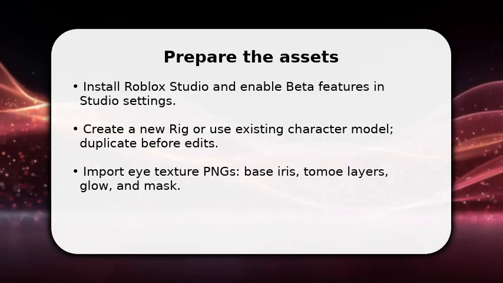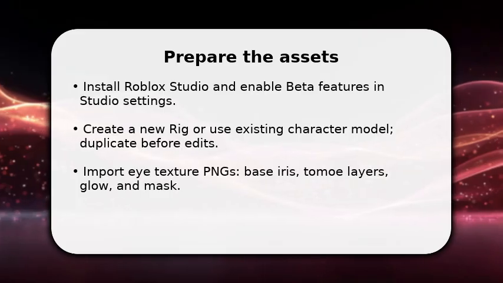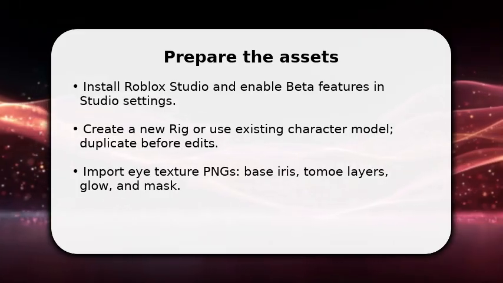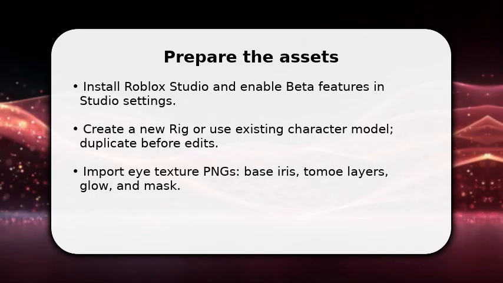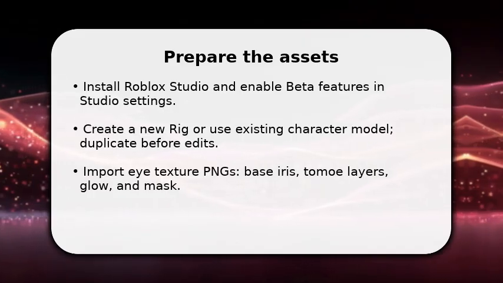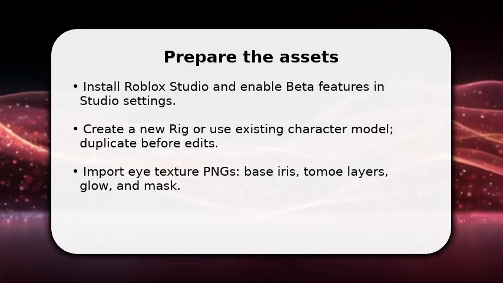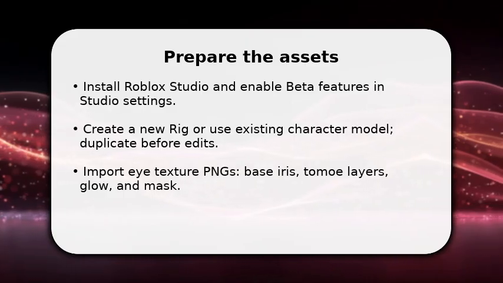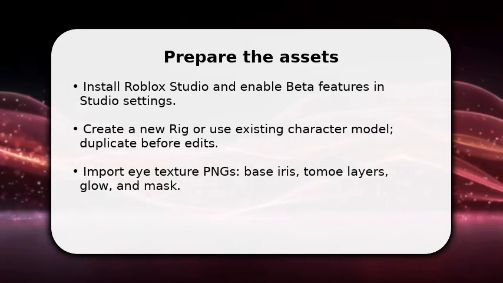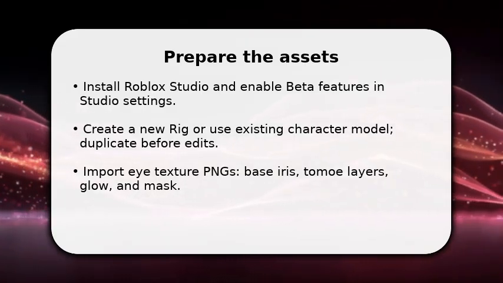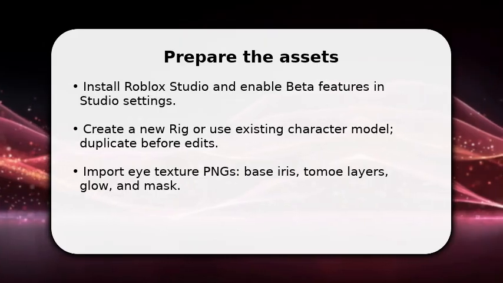You start by preparing assets and a clean rig so nothing breaks. Open Roblox Studio, enable necessary beta features, and create or duplicate your character rig. Next, import PNG layers, a black iris base, separate Tomo images, a glow overlay, and a circular mask. This separation lets you animate parts independently.